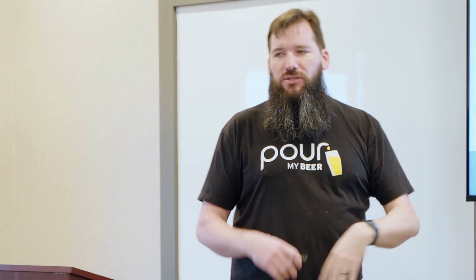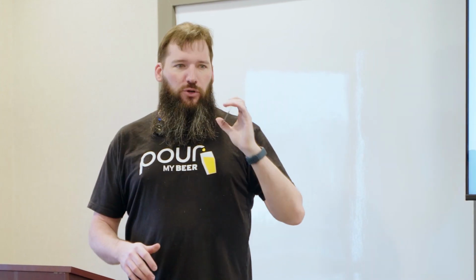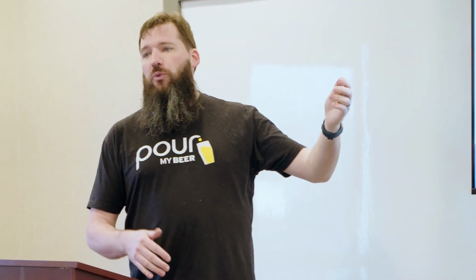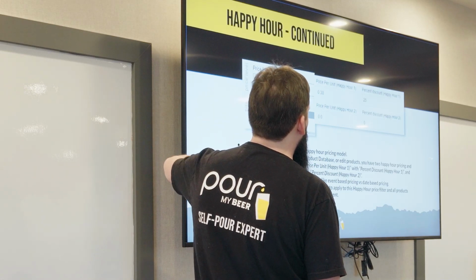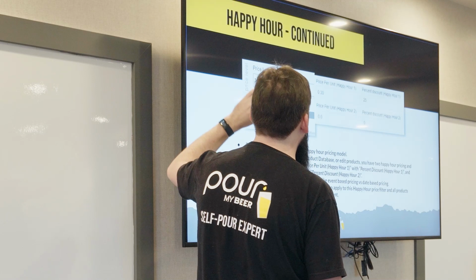The percentage is exactly that. If I want a 35% discount on this happy hour, it will do the math, 35% of 80 cents per ounce, and it'll bring it down accordingly. So you have a few different options in terms of how you want to price out your happy hours.